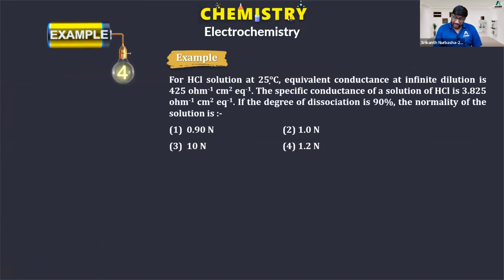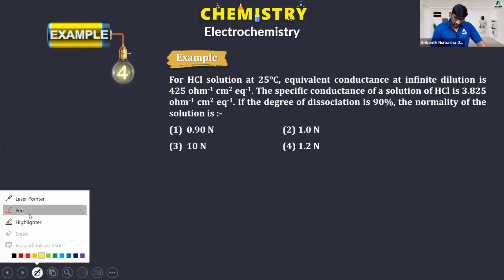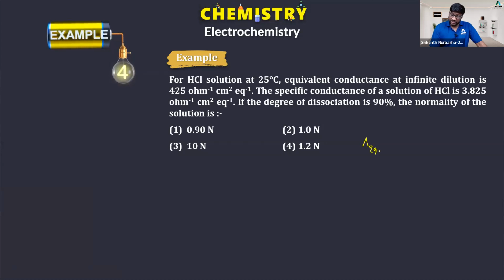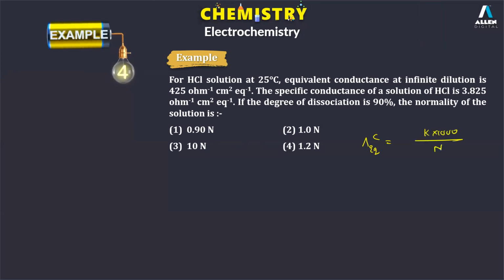For an HCl solution at 25 degrees Celsius, the equivalent conductance at infinite dilution is given as 425 ohm inverse centimeter square equivalent inverse. The specific conductance of the HCl solution is also given. The degree of dissociation is 90% and we are asked the normality of the solution. Okay, what are given to you? The equivalent conductance at any concentration is equal to K into 1000 divided by normality, because they are giving it in ohm inverse centimeter square.